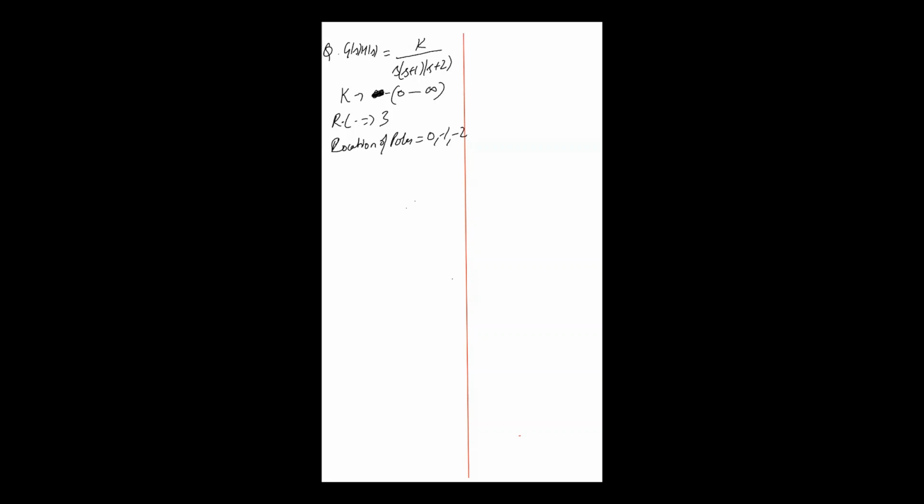I will just draw the location of poles and zeros on my S-plane. So a pole is present at the origin.